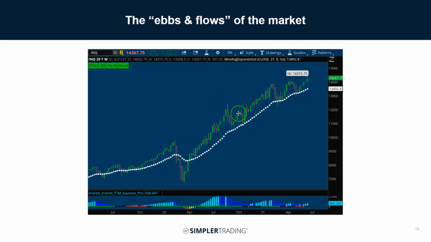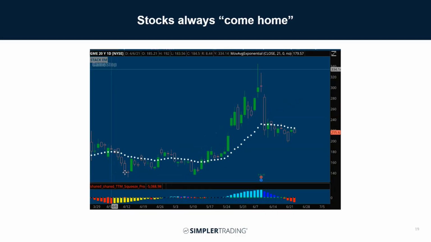Again, another move to the upside, and what do? We pull back to the 21. Another big move to the upside, another dip to, you guessed it, the mean, another big push, another reversion to the mean. That's the ebbs and flows of the market in an uptrend. Whether it's a daily chart or a weekly chart, it's a series of moves away from the 21 and back to the 21. Away from the 21, back to the 21. Over and over and over again. That's how the market works. So stocks always come home.